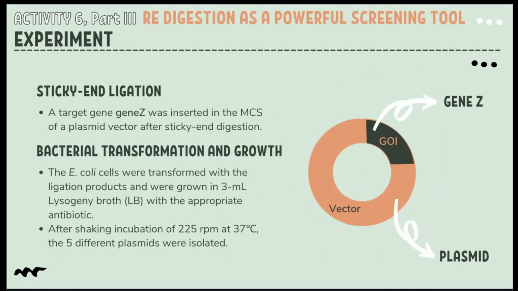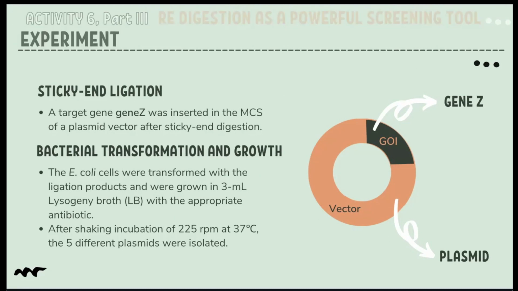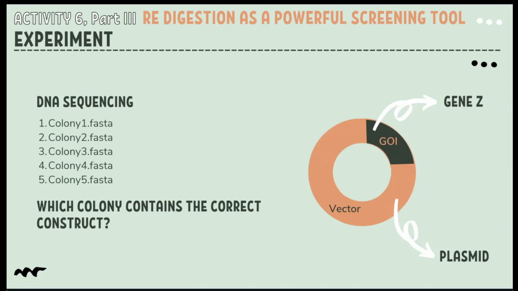Then we do bacterial transformation and growth, where 5 E. coli colonies that might have taken up the plasmid with gene Z were grown in lysogeny broth with the appropriate antibiotic. Then the plasmids were isolated after an overnight shaking incubation. With the DNA sequencing of the 5 isolated plasmids, we've obtained 5 FASTA files, which we could use for virtual digestion. Now we are left with a question: which colony contains the correct construct? As discussed in the previous activity, just a simple digestion and gel profile comparison could tell us which plasmid had the correct insertion of gene Z.